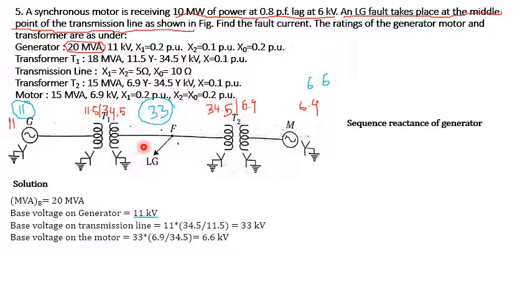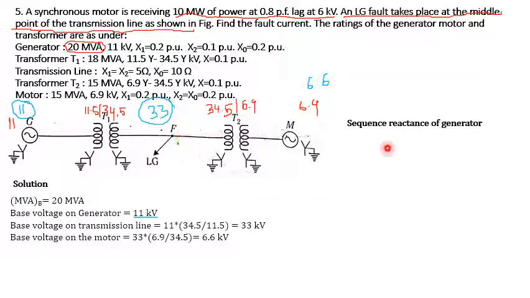Look at this transmission line, it is 5 ohm. So 5 ohm converted into a per unit value, what is the value we'll get? It should be divided by 2, because from the problem it is given that we are assuming it is the middle of the transmission line between the transformer T1 and T2. So that's why we have to consider this.